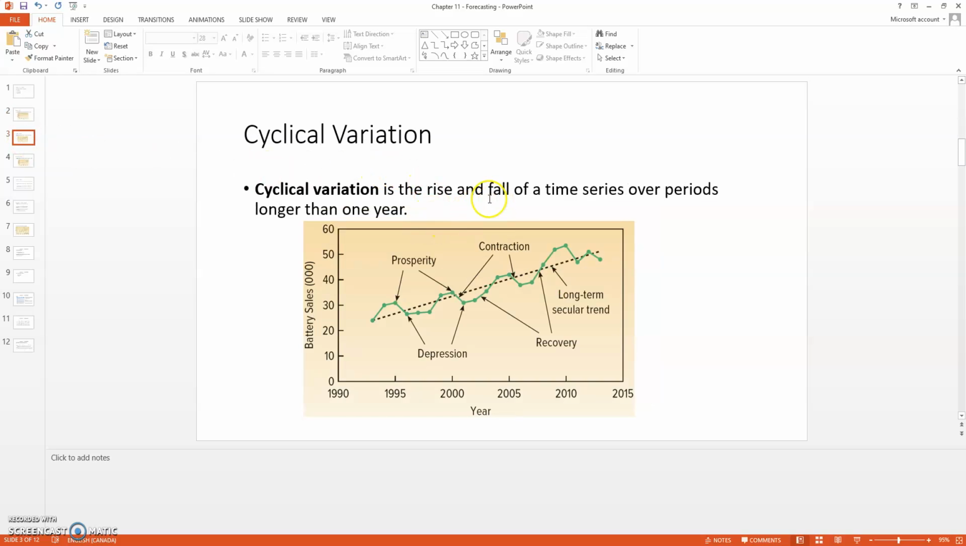Cyclical variation, this is like the economics cycle that you would study for business, where you have periods of recession, depression, periods of prosperity, contraction, basically still showing long-term upward trend. But as you can see, sometimes it increases, sometimes it decreases. Decreases during times of recession, then it recovers, then it contracts, ups and downs. That's the cyclical variation. Rise and fall of time series over periods longer than 1 year.